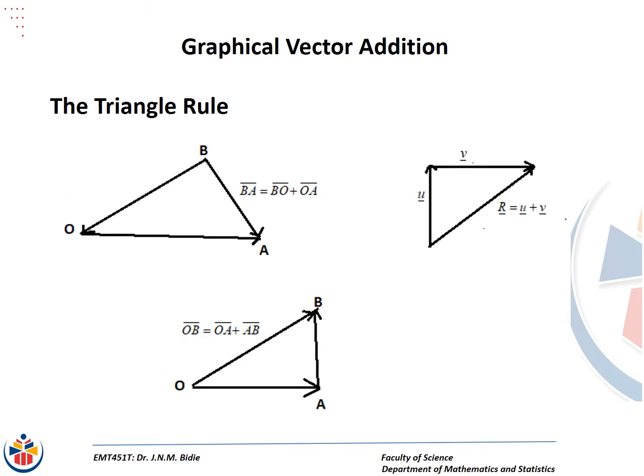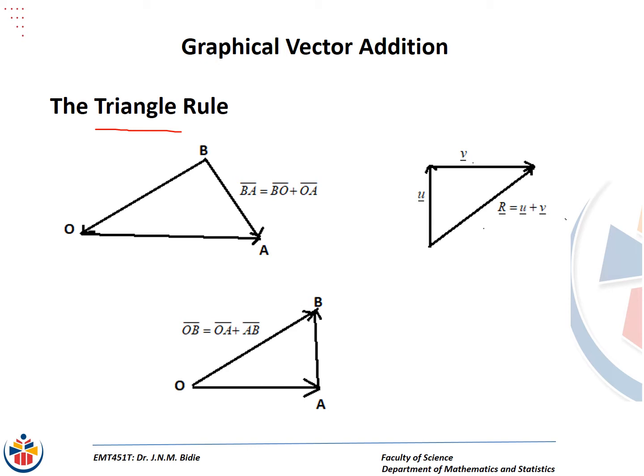Now we move on to vector addition as was introduced in physics in high school. We start with the triangle rule. The head to tail method is the one that is referred to as the triangle rule. Now, looking at the first triangle that we have here, triangle OBA, we need to figure out which one is the resultant. Note that we have BO because of the direction, and we have OA. The first vector is BO.